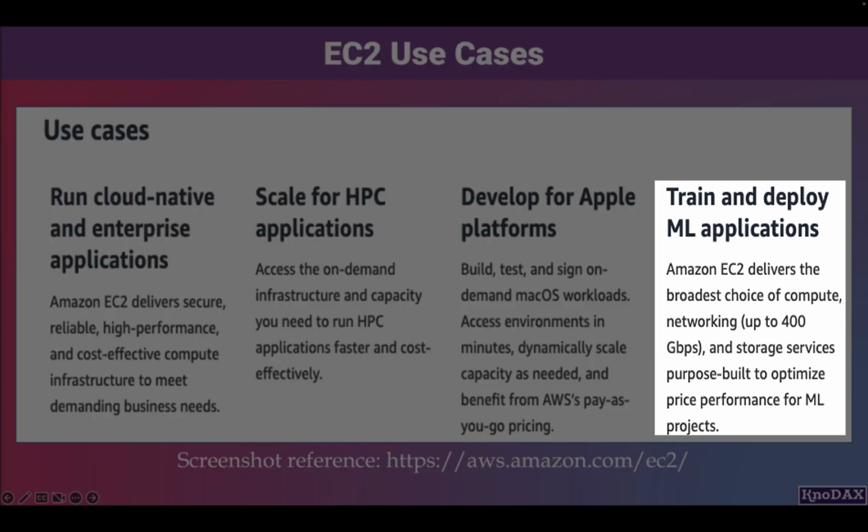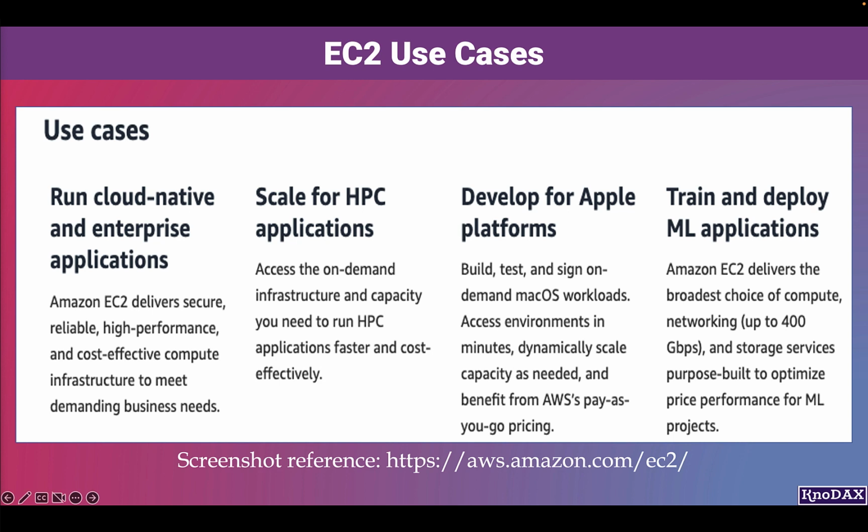The last use case we have here is train and deploy ML applications. Amazon EC2 delivers the broadest choice of compute, networking, and storage services purpose-built to optimize the price performance for ML projects.